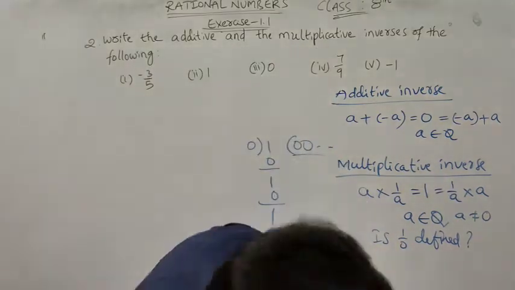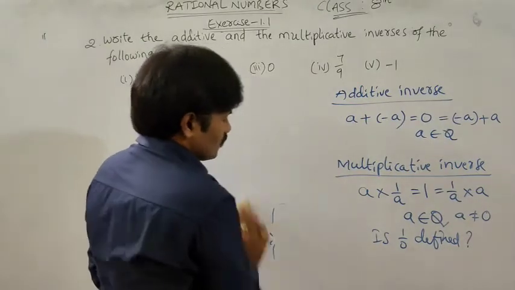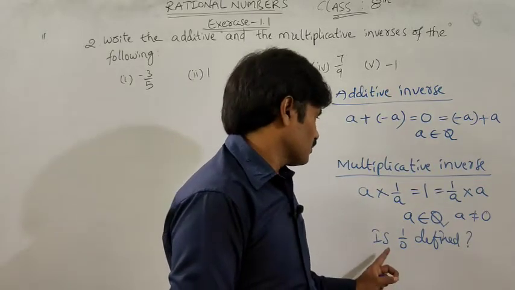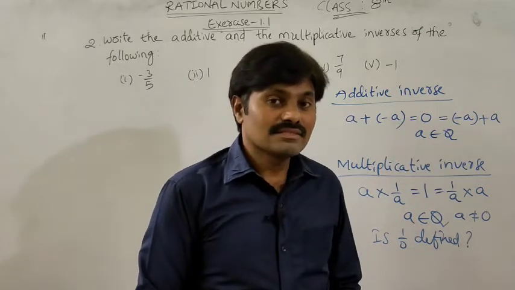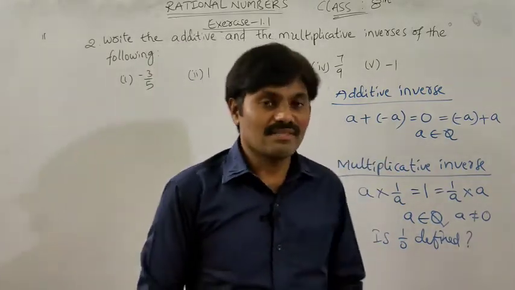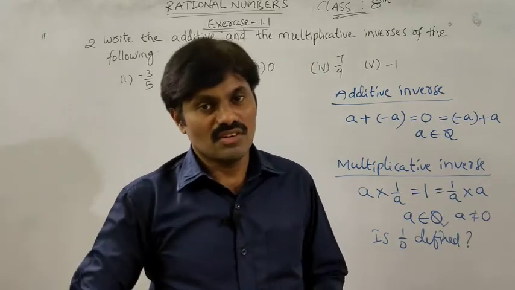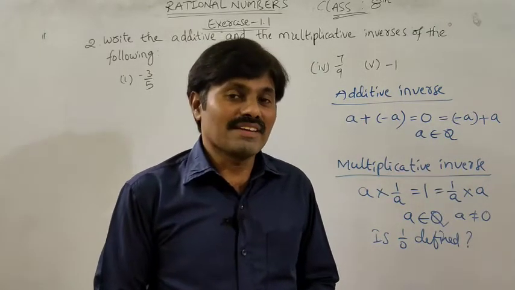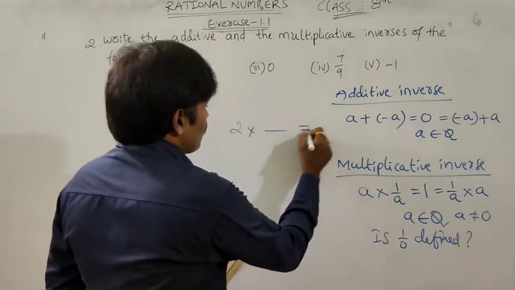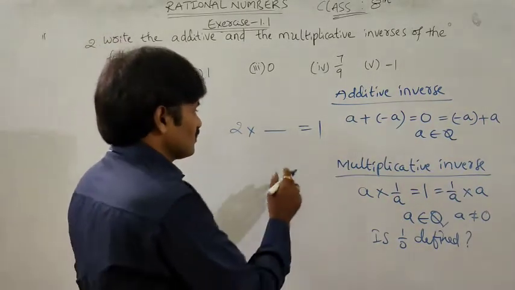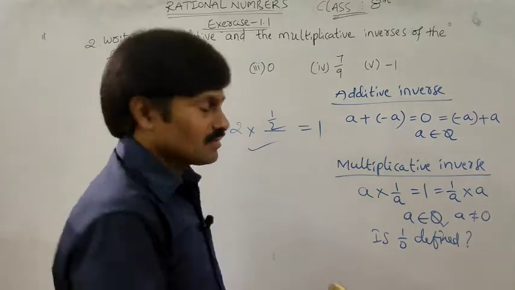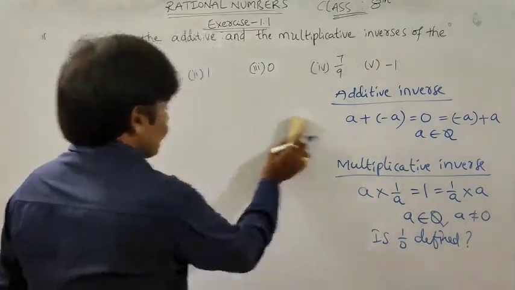Okay, now, division with 0 is not possible. So what about the multiplicative inverse of 1? 1 itself. The additive inverse of 0 is 0 itself. The multiplicative inverse of 1 is 1 itself, because 1 into 1 is 1. Okay, what is the multiplicative inverse of 2? 2 into what number gives the product 1? It is possible only by multiplying by 1 by 2. Okay, clear?